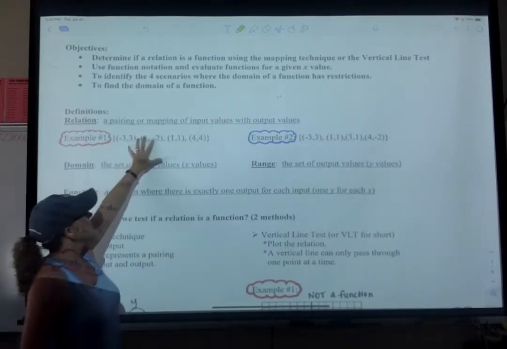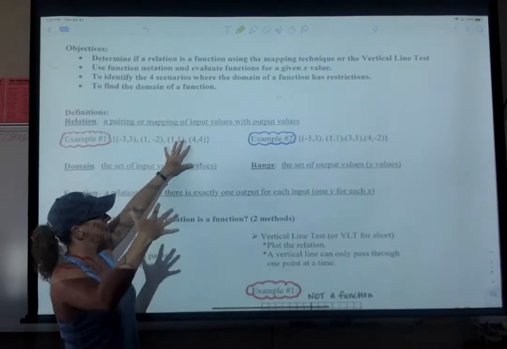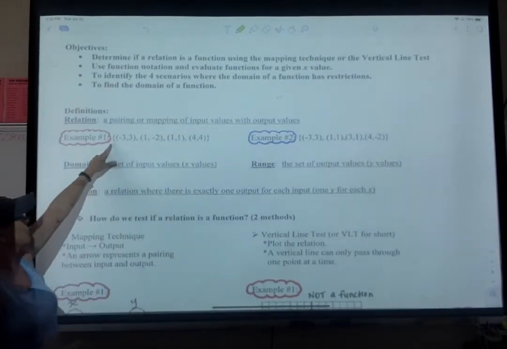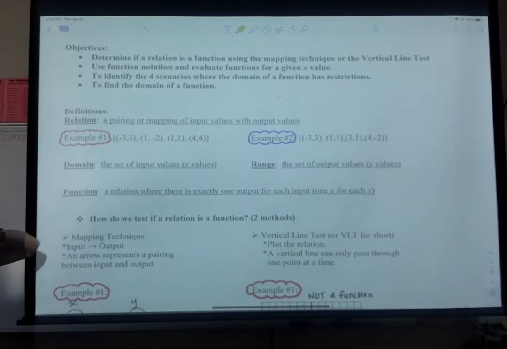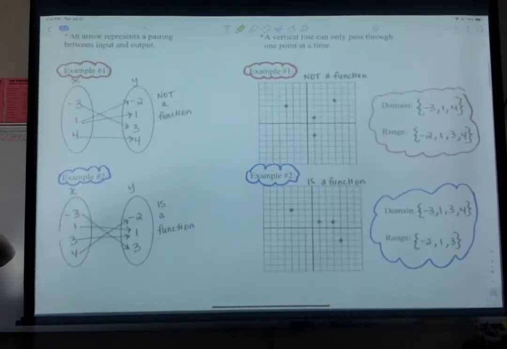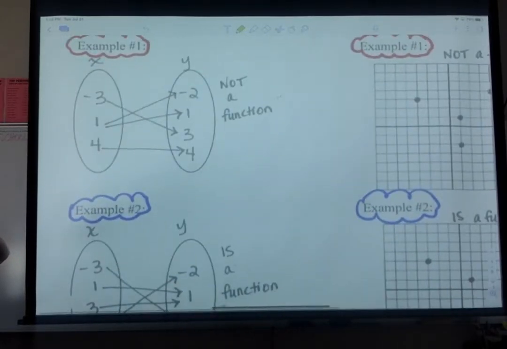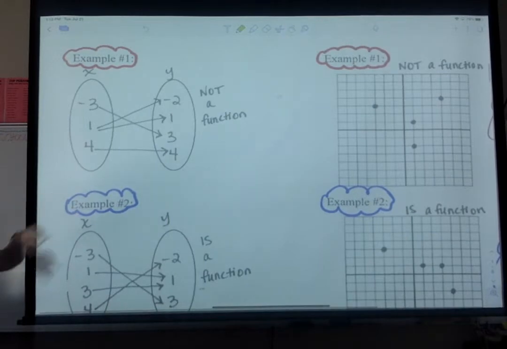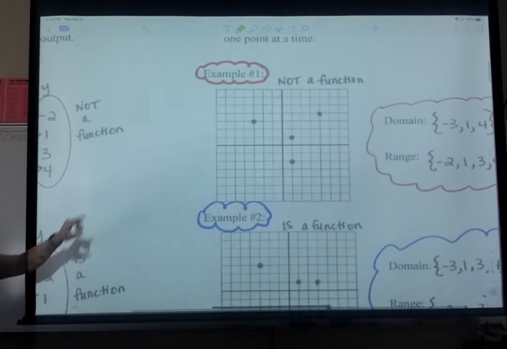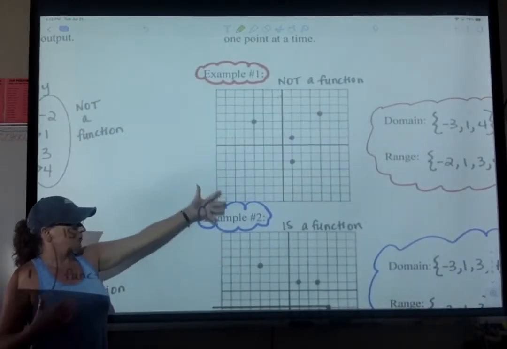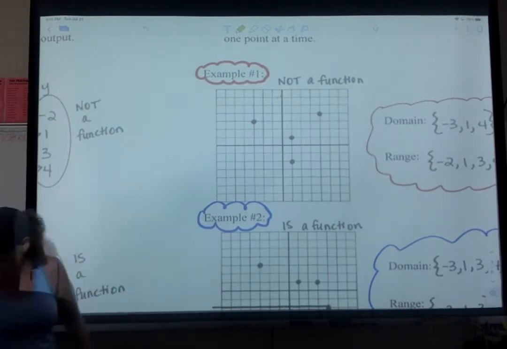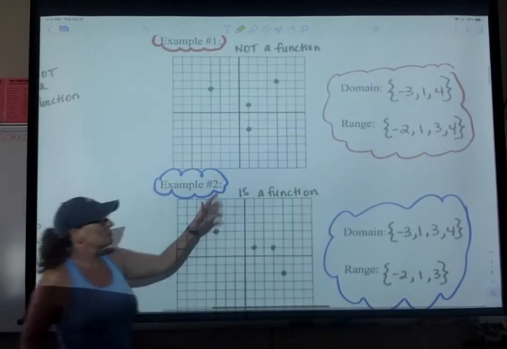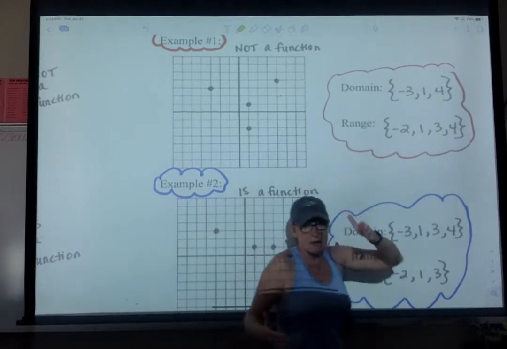We can look at this as a list of ordered pairs, and when I list the ordered pairs, they're put in squiggly brackets. We can look at them as a mapping. I think I'm going to come back to the mapping. We can look at them as a graph, of course, where we graph each ordered pair as a point. And we can also list the elements of their domain and range.